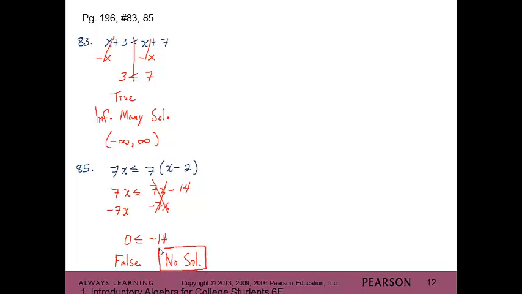You can write it in words as no solution, or you can write a circle with a slash through it. That also means no solution. So it doesn't matter which number for x you pick. When you plug it back in, you'll always end up with a false statement. For your infinitely many solutions and your no solutions, you do not have to graph them on a number line.